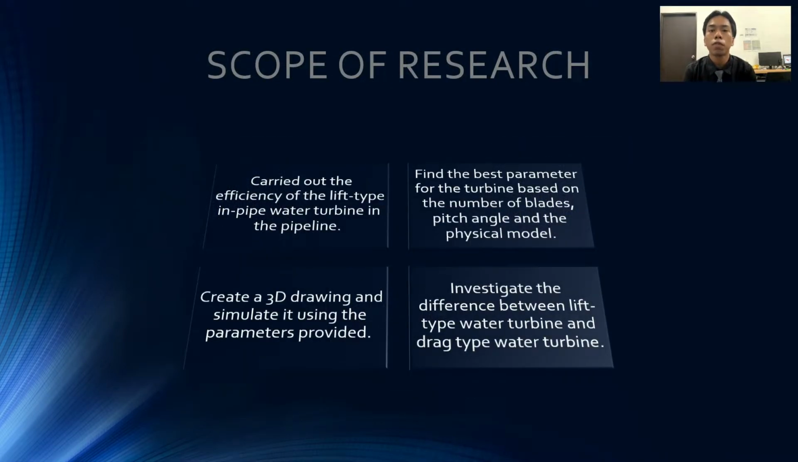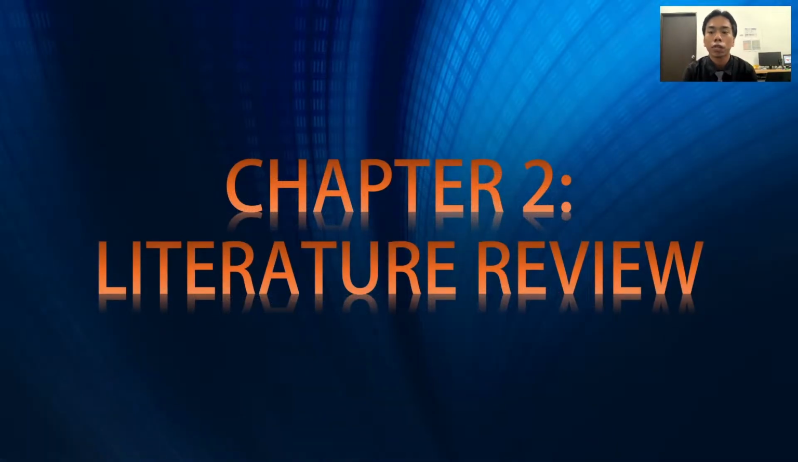For the scope of research, we have four scopes. Number 1, to carry out the efficiency analysis of the lift-type in-pipe water turbine in the pipeline. Second, find the best parameters for the turbine based on the number of blades, pitch angle, and the physical model. Third, create a 3D drawing and simulate it using the parameters provided. And number 4, investigate the difference between the lift-type water turbine and the drag-type water turbine. That's all for Chapter 1.